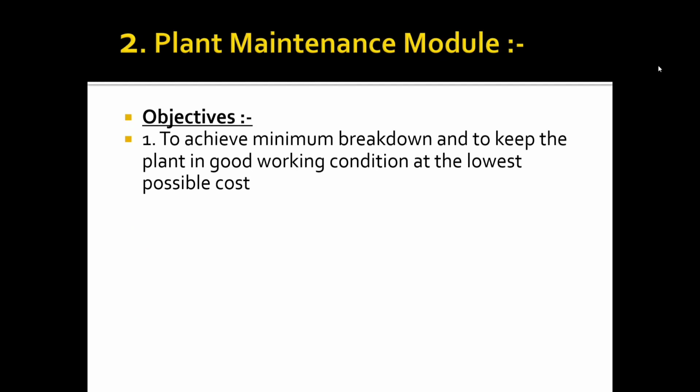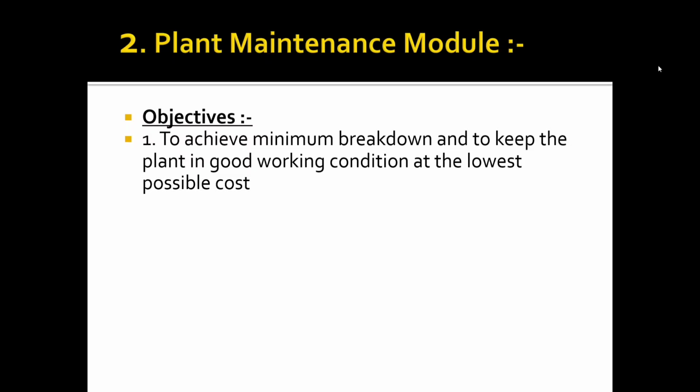Okay guys, in this plant maintenance module there are very realistic points, for which I just can't make shortcuts. Once you go through it, you will definitely come to know. So the first point is to achieve minimum breakdown. Any plant owner will think in this way only, to achieve minimum breakdown and to keep the plant in good working condition at the lowest possible cost.